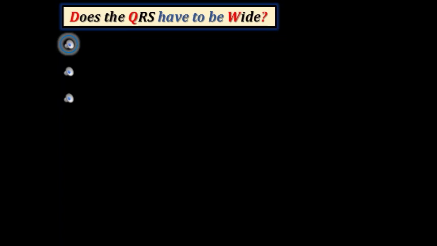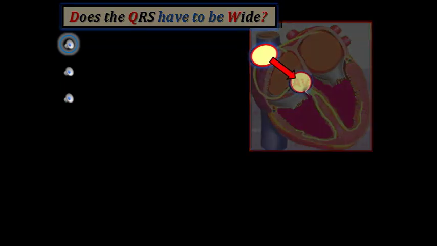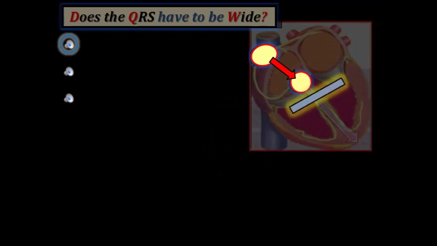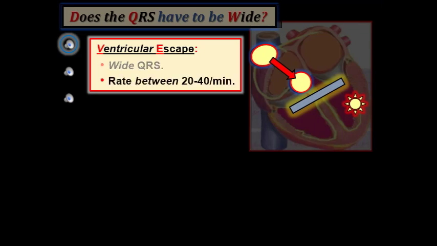Does the QRS complex always have to be wide for there to be complete AV block? And the answer, of course, is no, with it depending on where in the heart the AV block occurs. If the block is low down, that is below the level of the AV node, then the escape focus will have to arise from the ventricles, which results in a wide QRS and slow ventricular rate between 20 to 40 per minute, similar to the example of complete AV block that we looked at a moment ago.